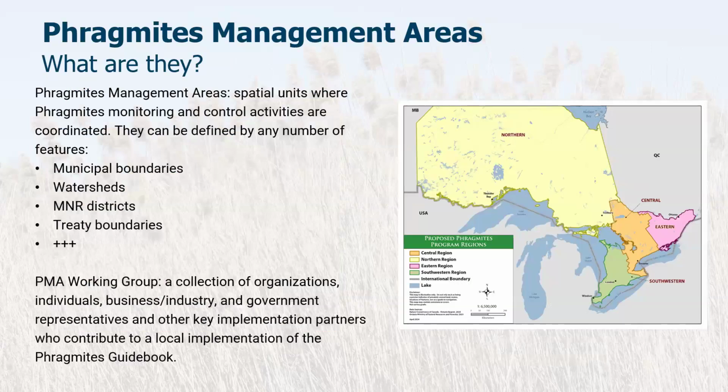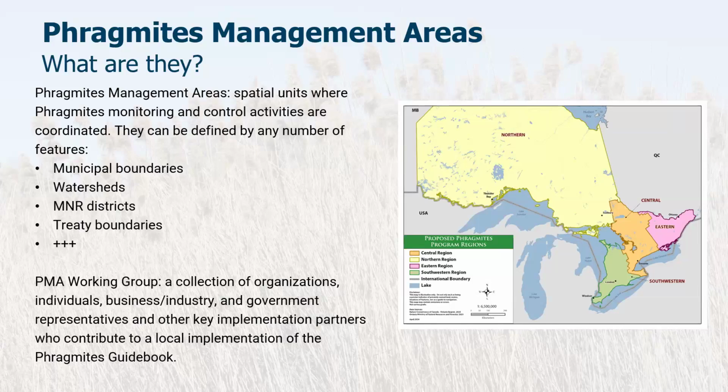So we have areas that are called Phragmites management areas. So what are they? A Phragmites management area, or a PMA, is a spatial unit where Phragmites monitoring and control activities are coordinated. They can be defined by a number of factors. It can be a municipal boundary, a watershed, an MNR, or Ministry of Natural Resources District, a treaty boundary, or any number of other factors.